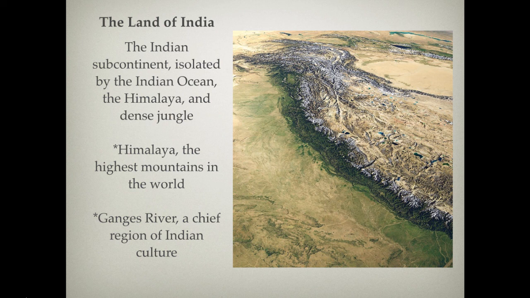Now, the Himalayas, which are fairly famous, are the highest mountain range in the world, and those are to the north and northeast of India, and you can see a satellite image of those mountains here on your screen. You also have dense jungles that really sit in the northeastern region.